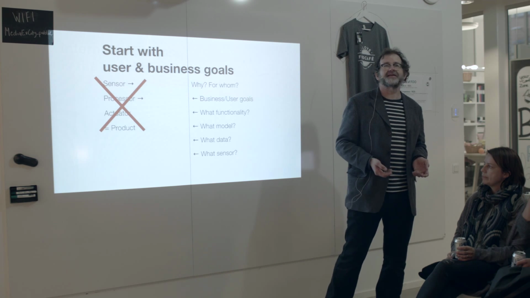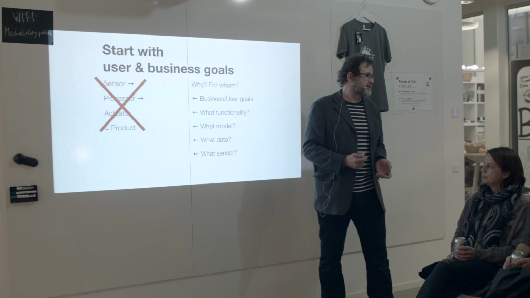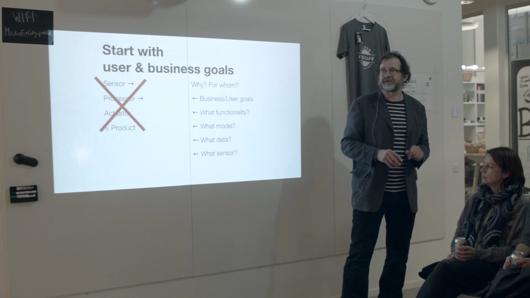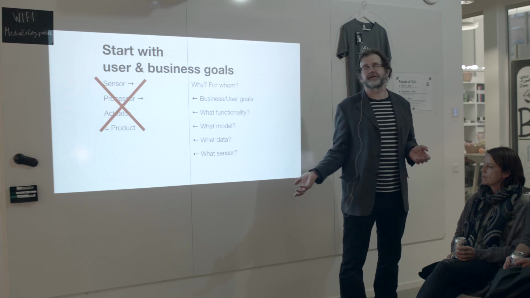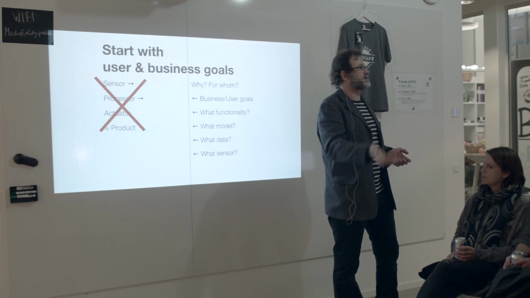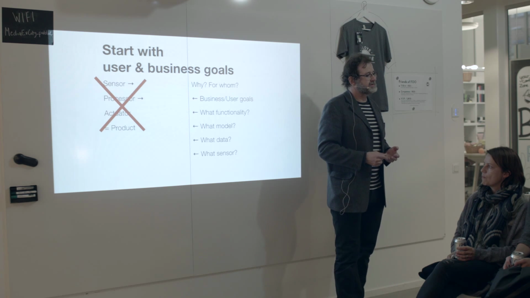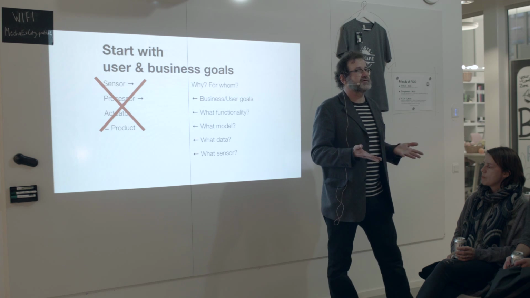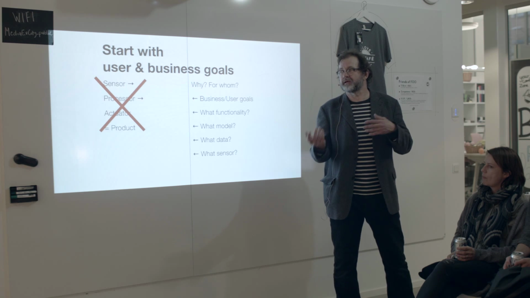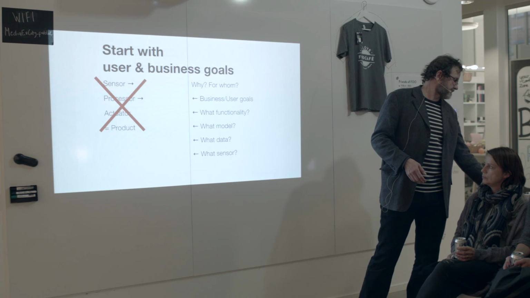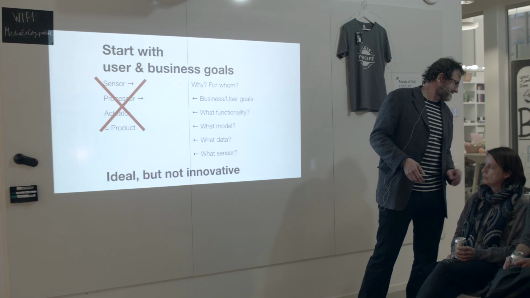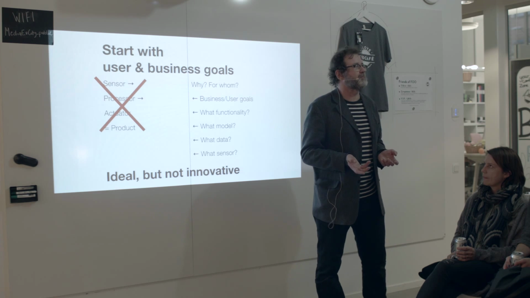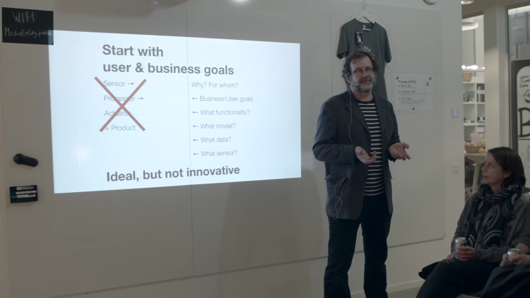With this, what functionality do they need to achieve their goals? And what model, what data is necessary for this to work? And from that we can draw the conclusion on what sensors there should be. So this is a solid model. We're using it more or less all of the time, most of us, in one version or another. I hope. So it's kind of an ideal model, but it does have a problem. It's not a very innovative model, actually.